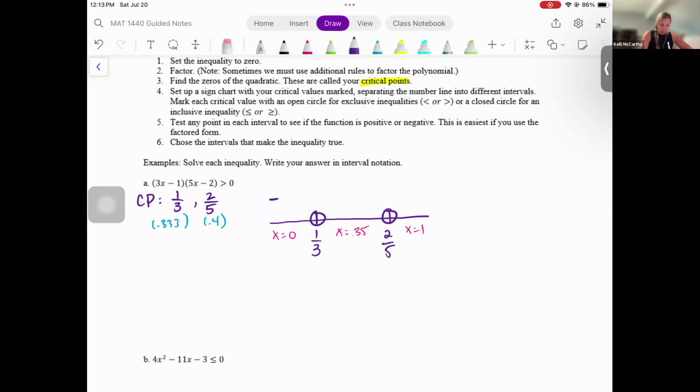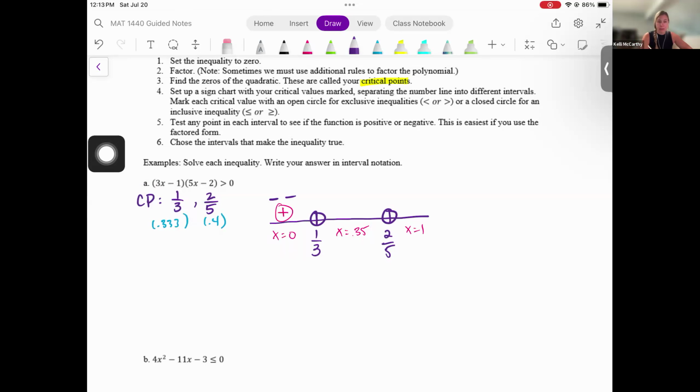My second factor, when I plug in 0, is 5 times 0 minus 2, which is also going to be negative. Now these two factors are being multiplied. The product of two negatives is a positive. So what this tells me is that any value less than 1/3 is going to end up with a positive function value. This is going to be greater than 0.